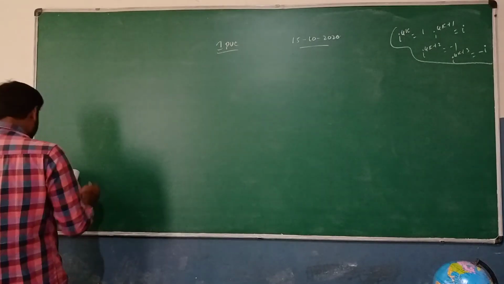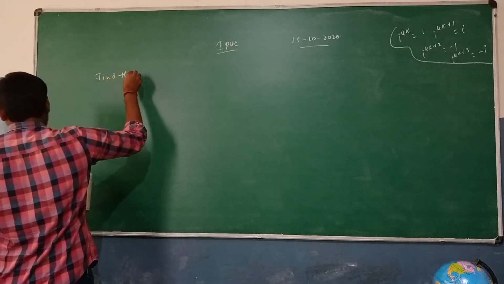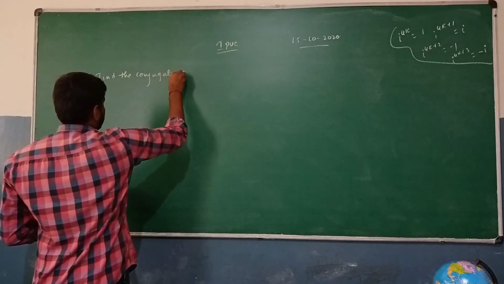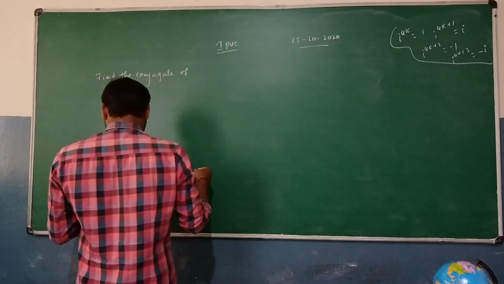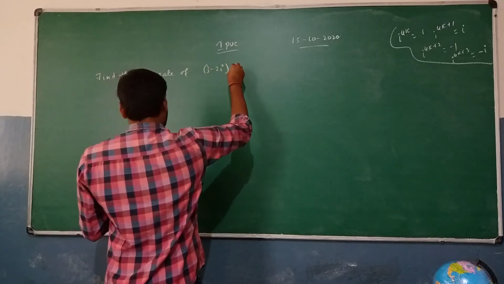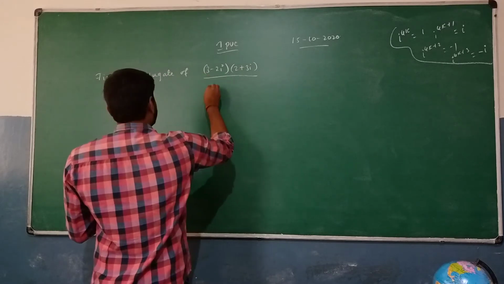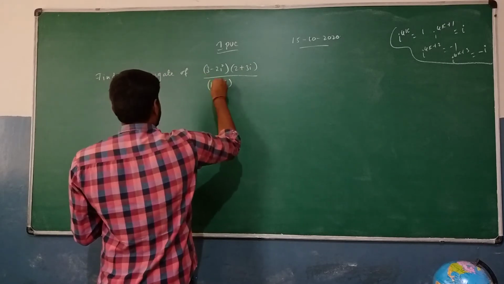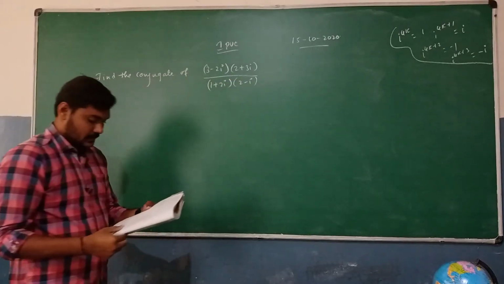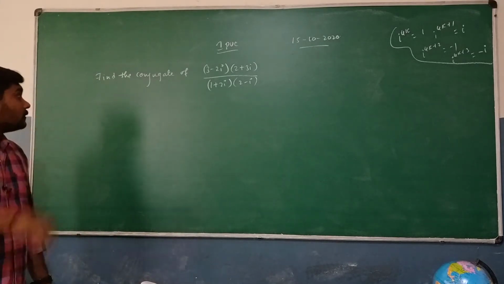So here, find the conjugate of 3 minus 2i into 2 plus 3i divided by 1 plus 2i into 2 minus i. Okay, so is it in the standard form of a complex number? Here, to find the conjugate, we need the standard form.